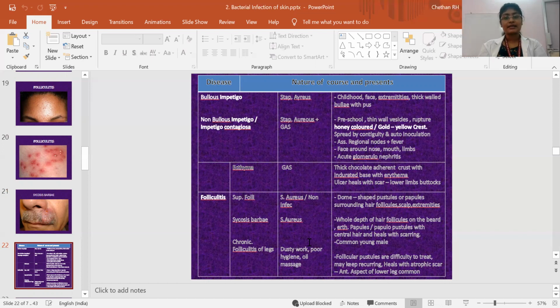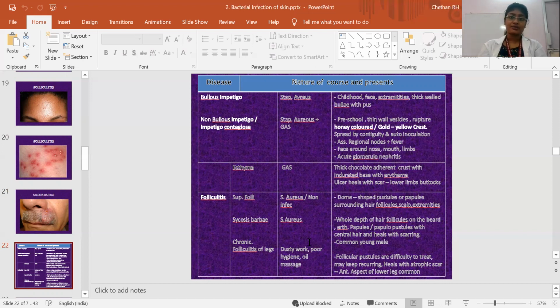And how it presents is that there is a dome-shaped pustule or papule surrounding the hair follicles, scalp, or extremities. Second thing is sycosis barbae, which is caused by Staph aureus. So how it presents is that it involves the beard.